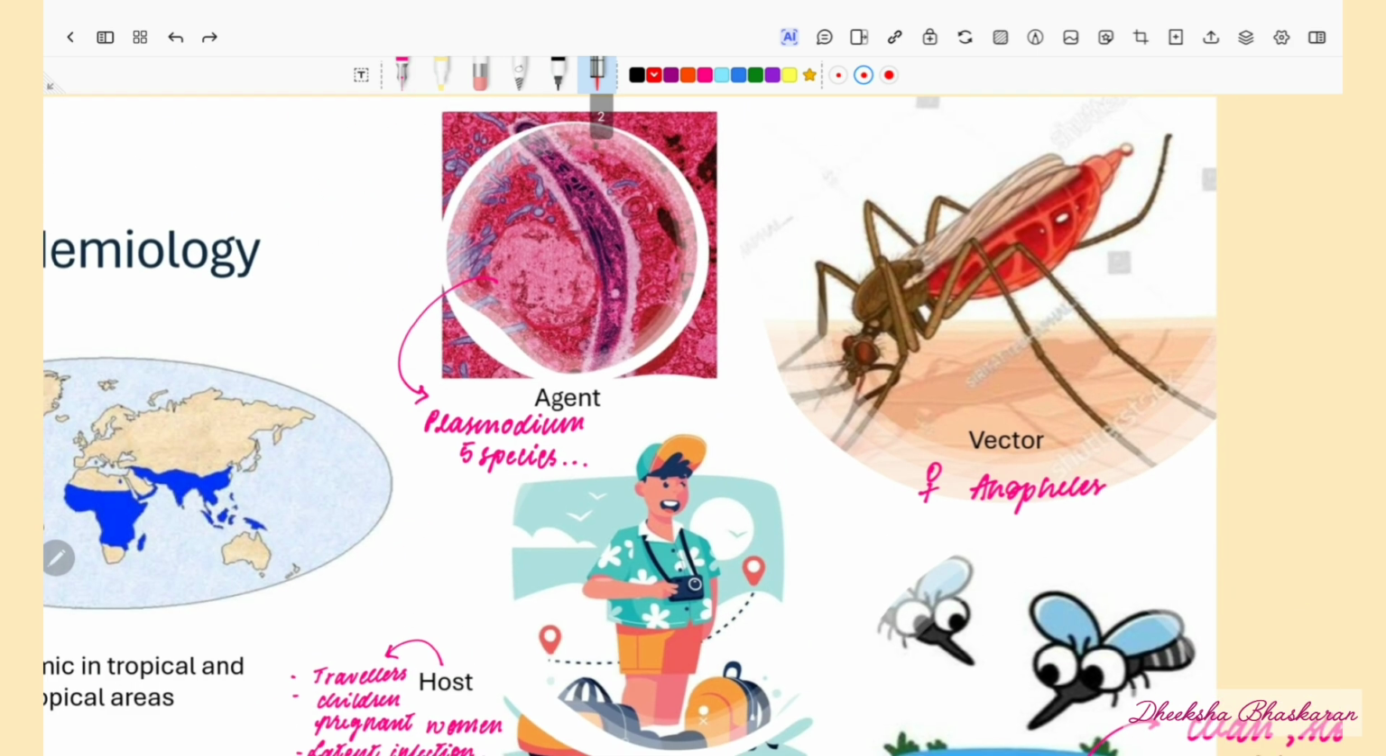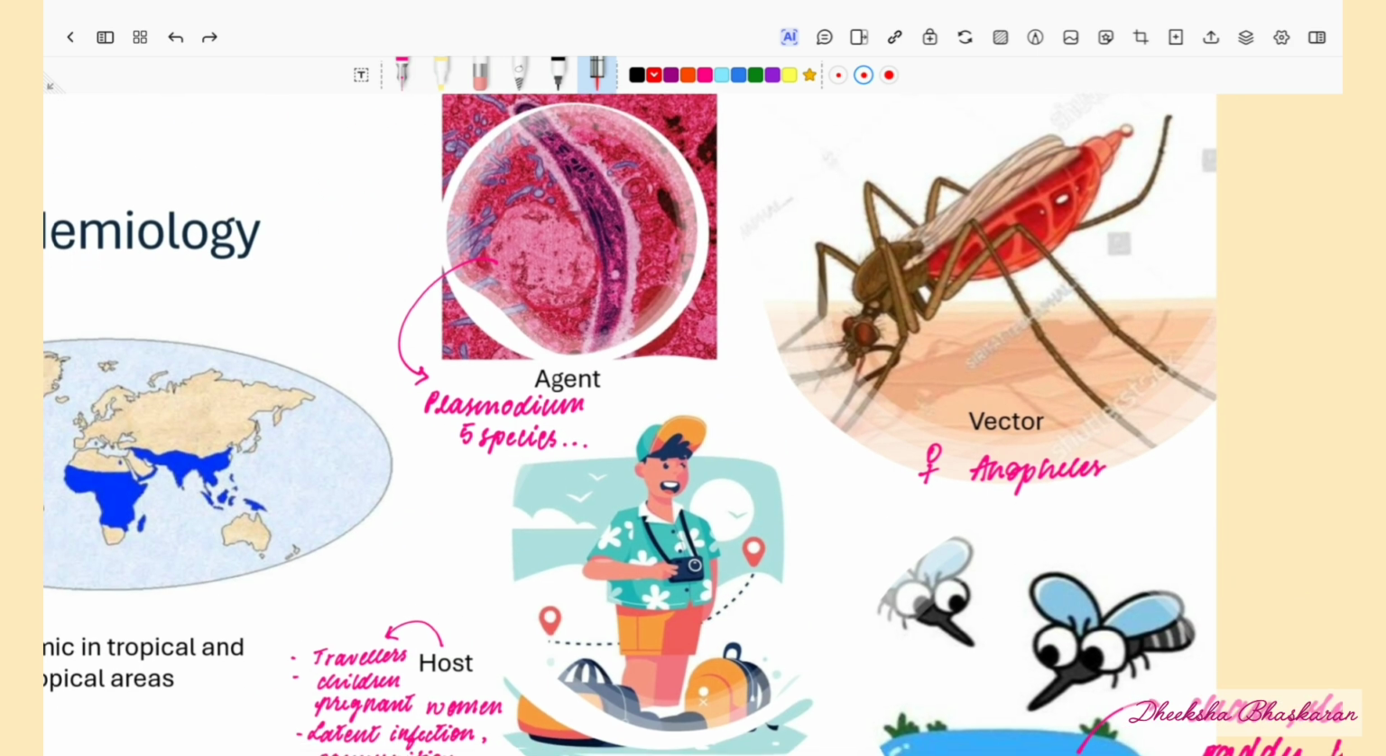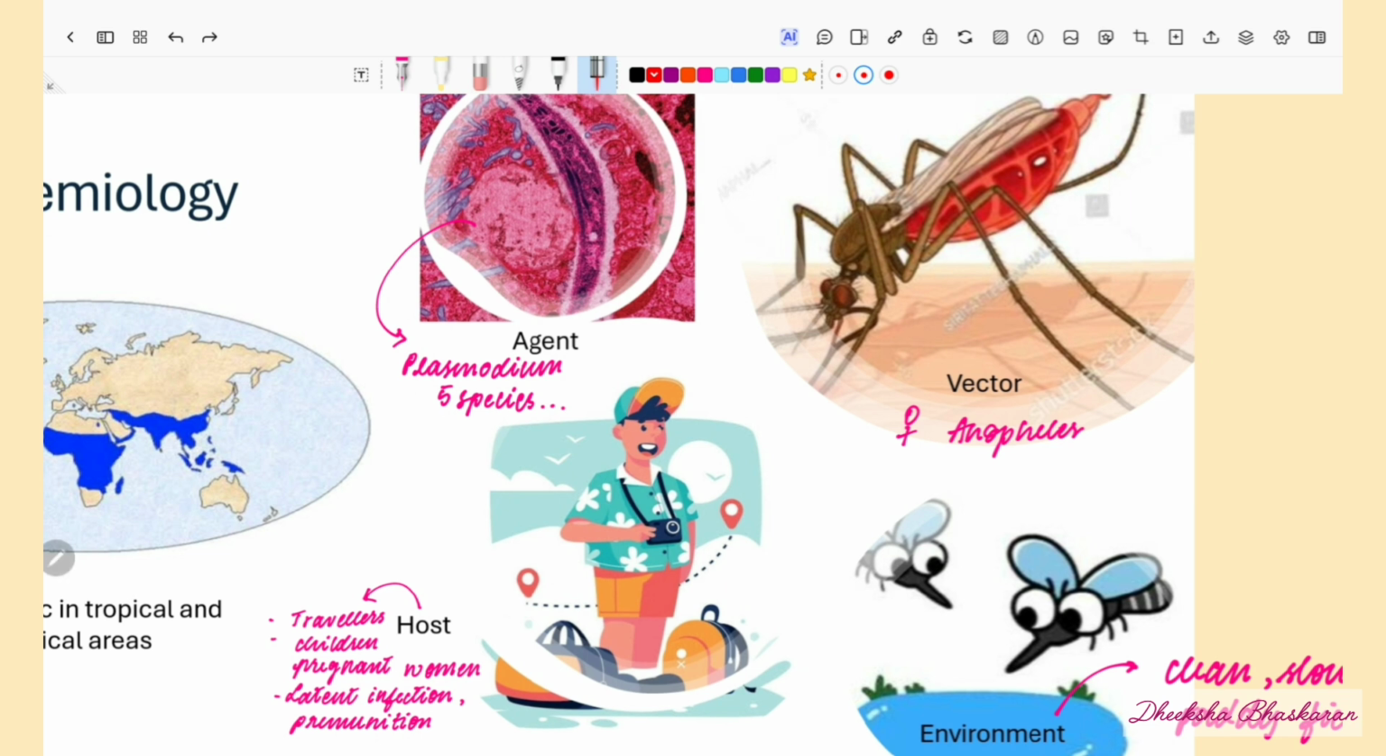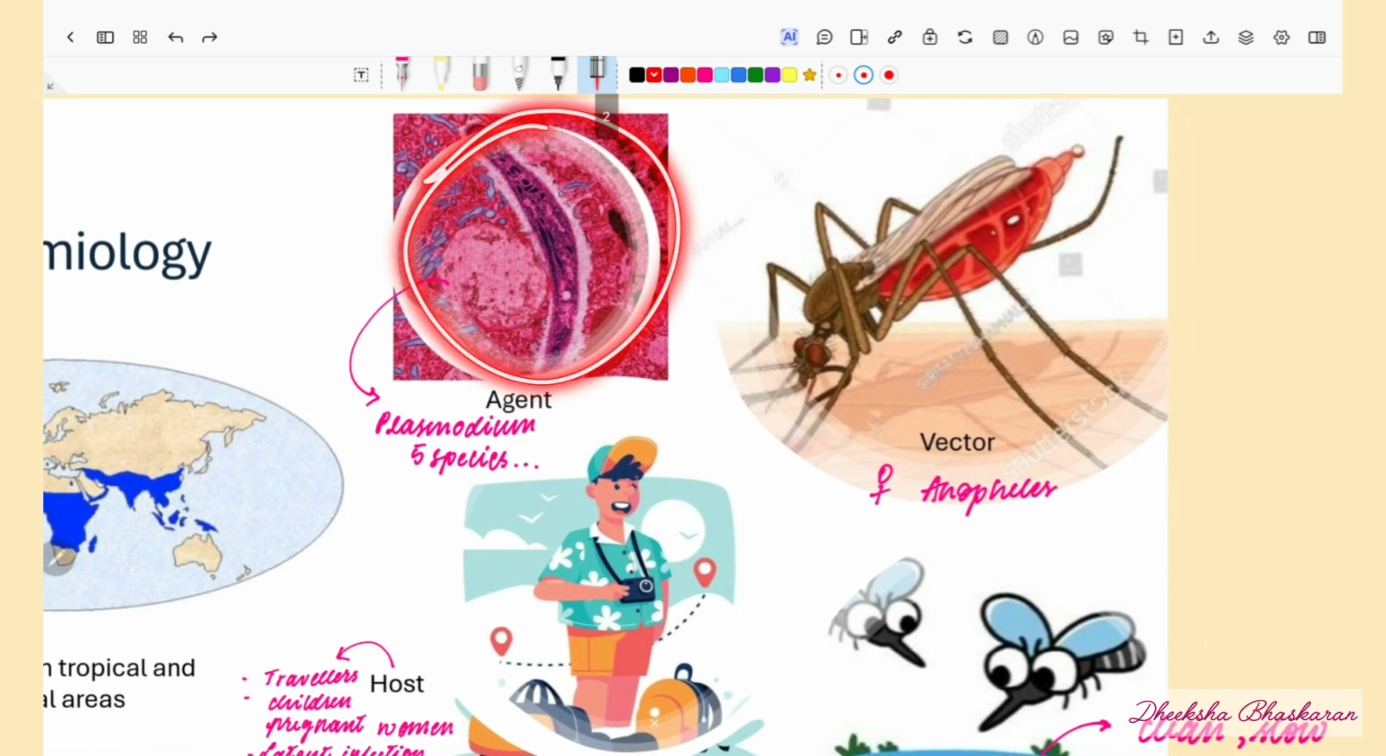Agent, host, environment triad, as we say. The agent is Plasmodium. Plasmodium is a parasite that we all know. It has 5 species: Plasmodium falciparum, vivax, ovale, malariae, and the latest one found out is knowlesi. Okay, these are the 5 species of Plasmodium parasite we know about.